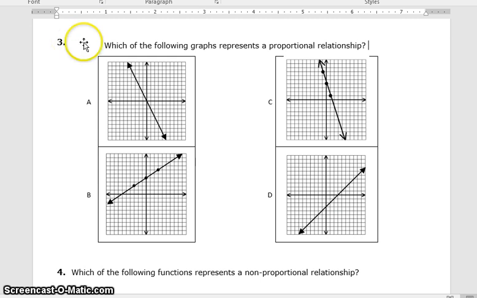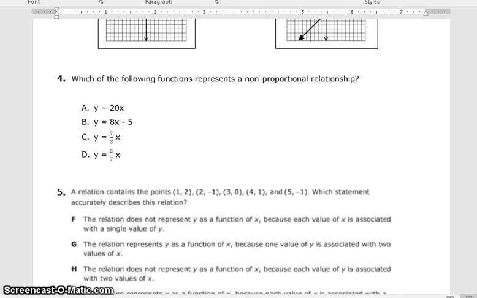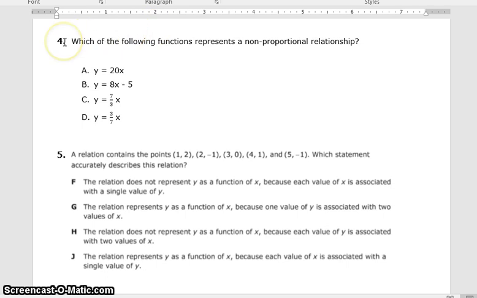Number 3. Which of the following graphs represents a proportional relationship? Which of these is a proportion? Number 4. Which of the following functions represents a non-proportional relationship? Non-proportional.